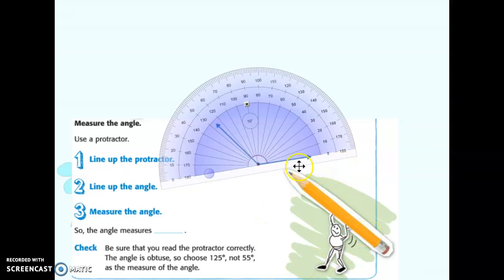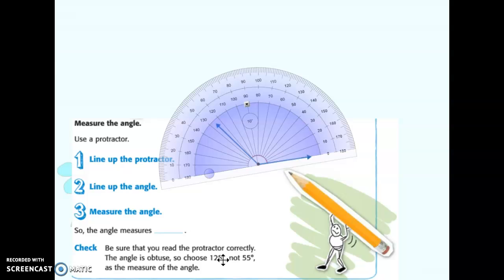Now, when I look at it, I've got this one on 0, so I know I'm going to use this inner part right here. I already know this is an obtuse angle, so I know that anyway, but I'm going to use this inner part right here. And when I use this inner part, I come all the way up, and I can see it's in between 120, 130. If I extend it just a little bit, it looks like it extends right into the center point, so 125 degrees. And look at that. When I check myself, I can see that it is 125 degrees.